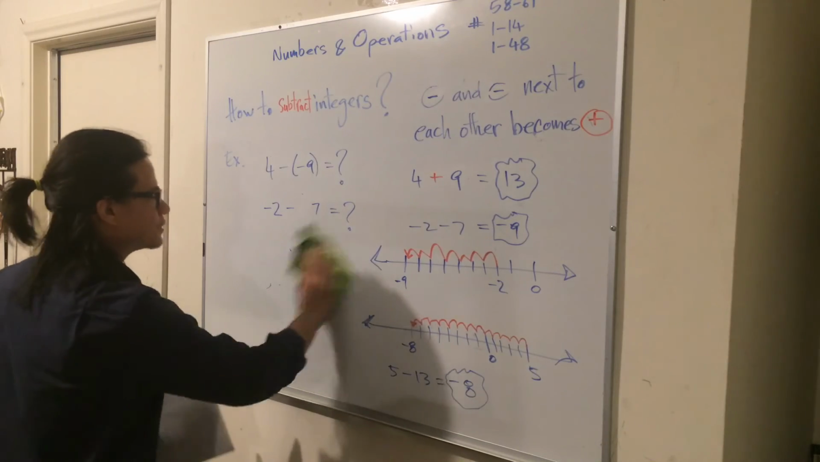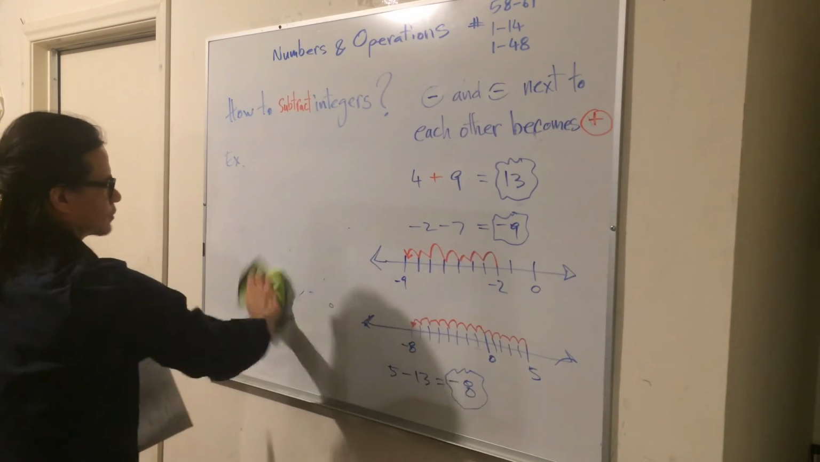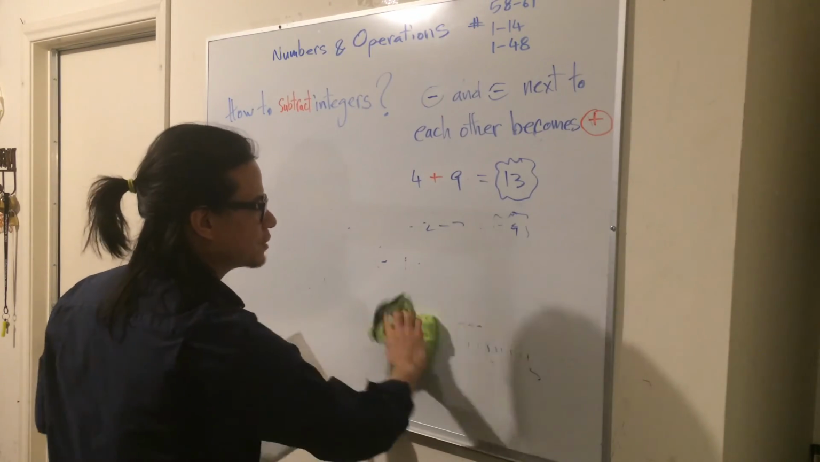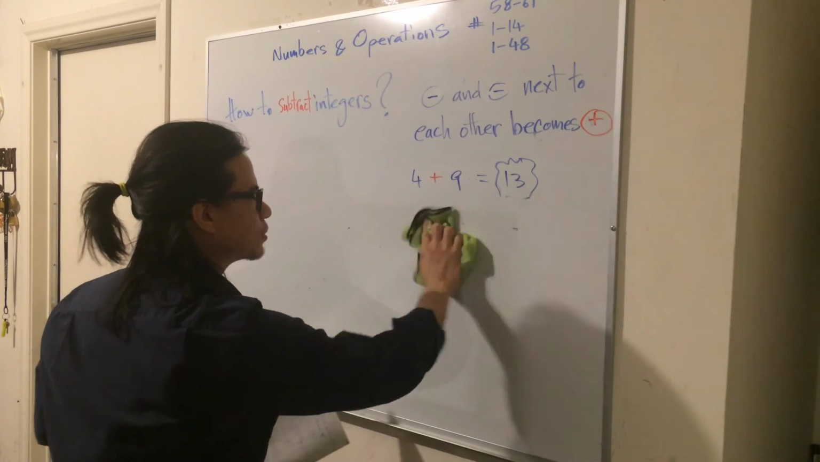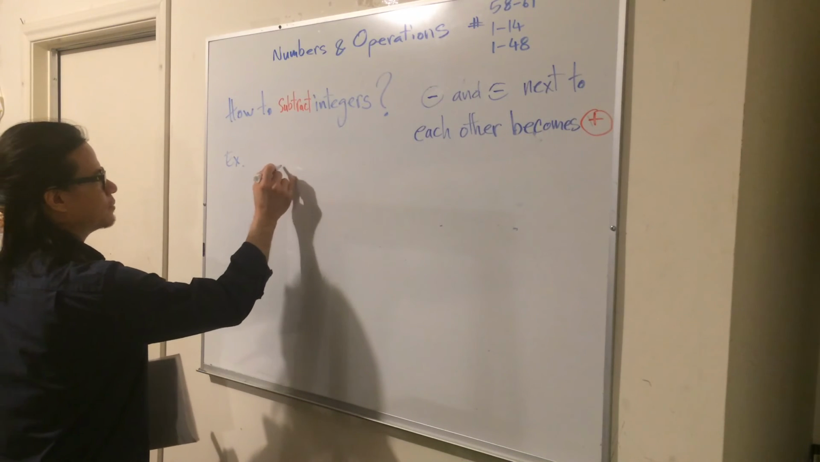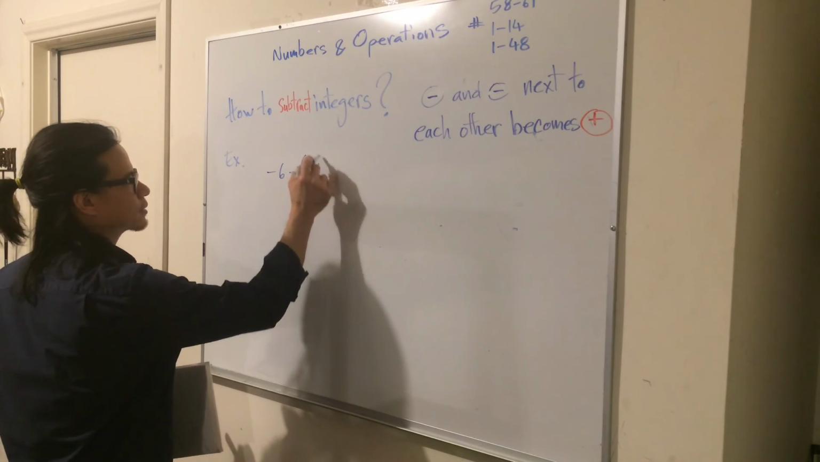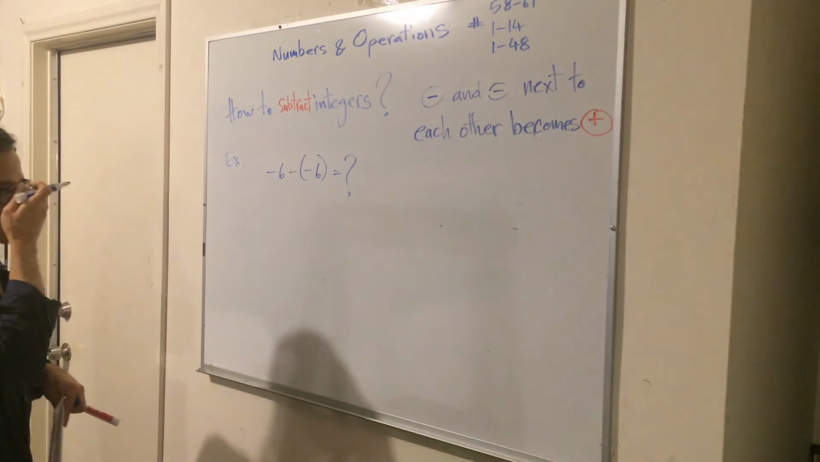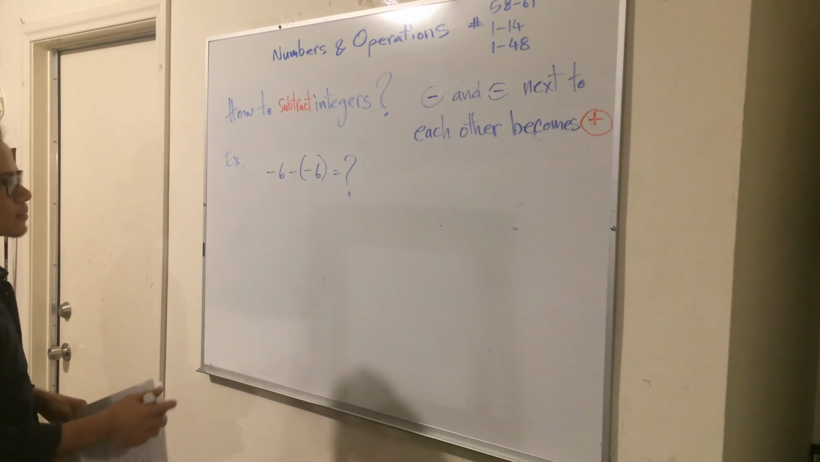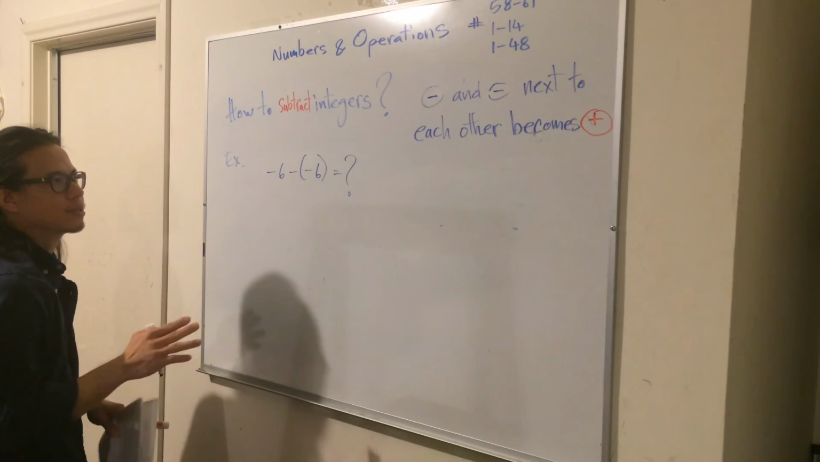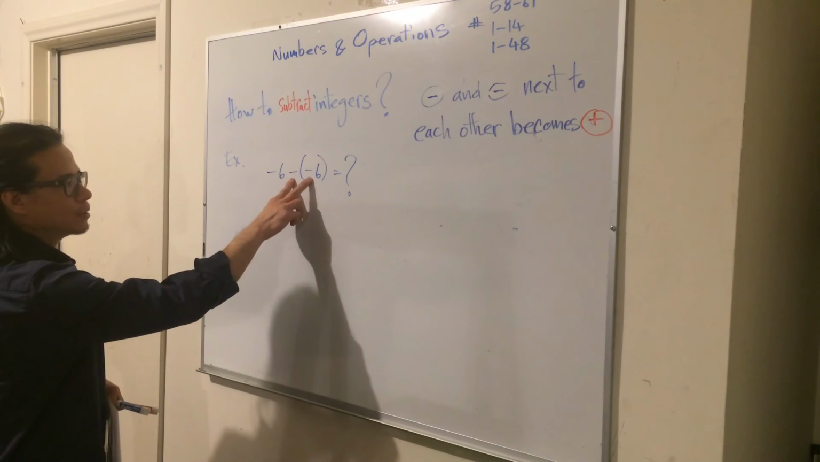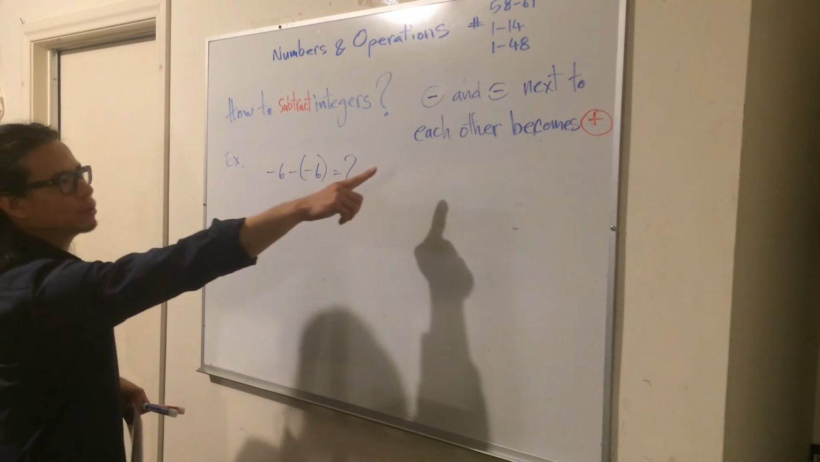Okay, we're on a roll. Let's keep it going. Negative 6 minus a negative 6 inside parentheses. Try that. Negative 6 minus negative 6 equals what? Check to see if that rule applies. Do you have two negatives side by side? Yes, we do. So let's apply that rule here.